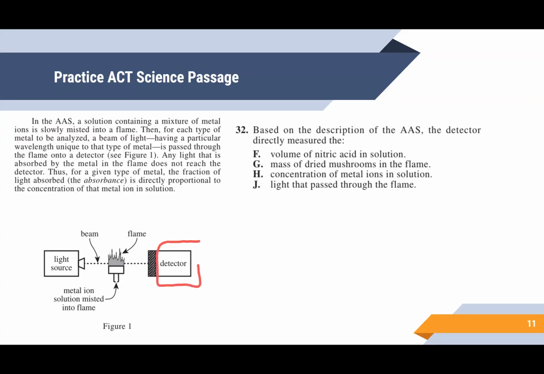All right, here is the detector. So we're looking at the picture that they provide us, okay? And what is the detector directly measuring? We're also going to have to look at the description because they tell us to look at the description. So here's the description, and they tell us that the detector is measuring the amount of light that is absorbed. And you can see here, the light is going across and going directly into the detector. So the answer for 32 should be J, the light that passes through.